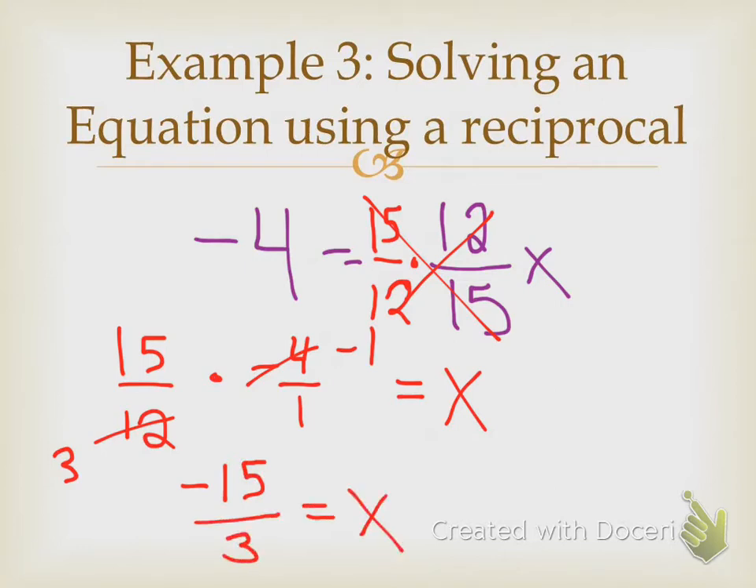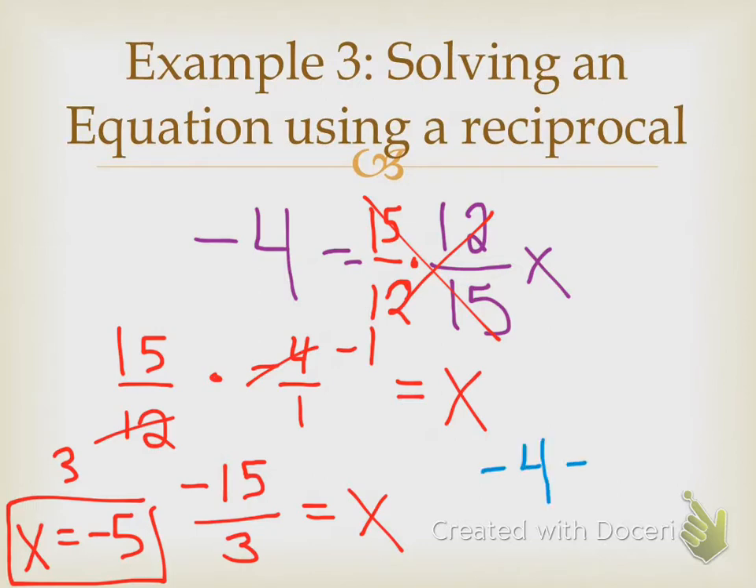Final answer? Is that my final answer? No. What's negative 15 divided by 3? Negative 5. X equals negative 5. Now, am I done? No. Need to substitute back in and check.